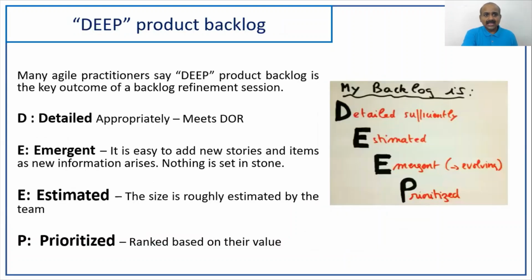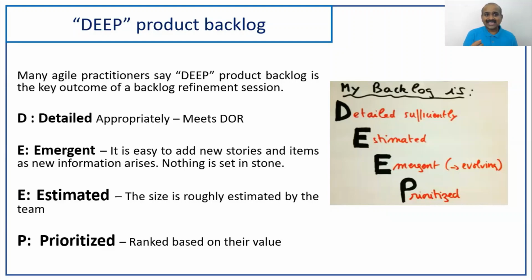So friends, there are 3 things that you have to keep in mind. Number one is the DEEP product backlog, right? Many agile practitioners say DEEP product backlog is the key outcome of a backlog refinement session. The product backlog should be detailed appropriately, meeting the definition of ready. We will be discussing definition of ready shortly. So it should be detailed, and it should be the outcome of conversations. The more detail we provide in the story, the more important it is.